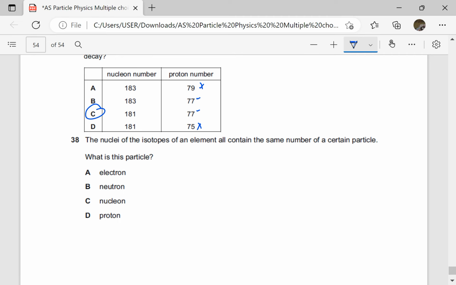And lastly, the nuclei of the isotopes of an element all contain the same number of a certain particle. What is this particle? Those contain the same number of protons.